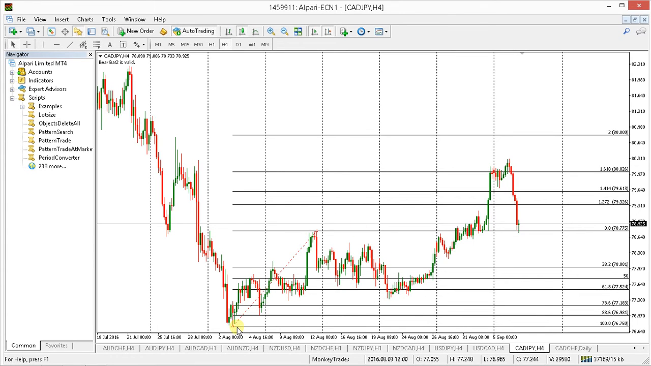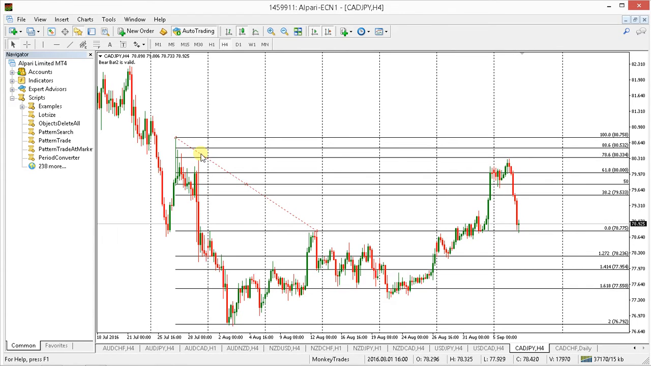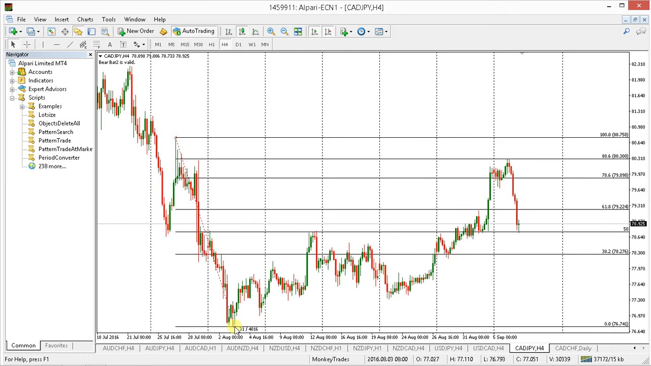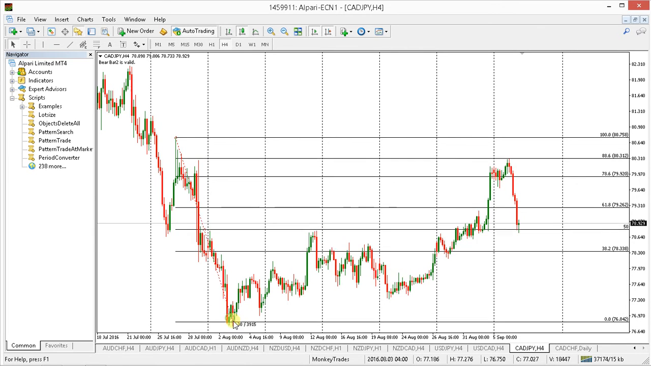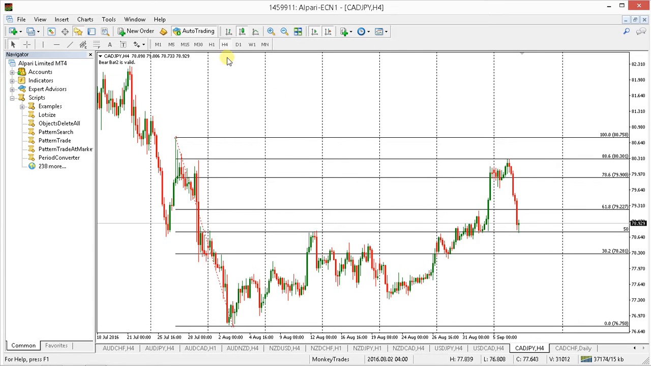If the C point is ready, what do I do next? I draw the entries. And the first entry is 0.886. Here it is. Boom. 297. Okay. The 0.886 is 301. Okay, just a few pips lower. I placed the line a few pips lower. Doesn't really matter. This is the entry.